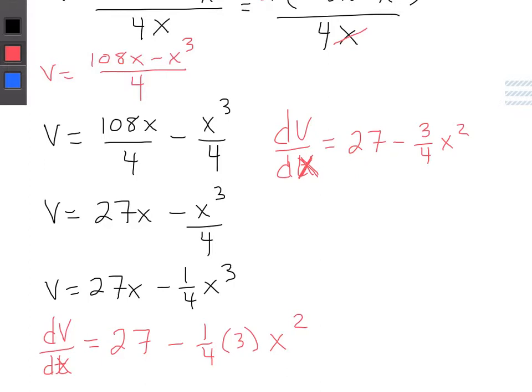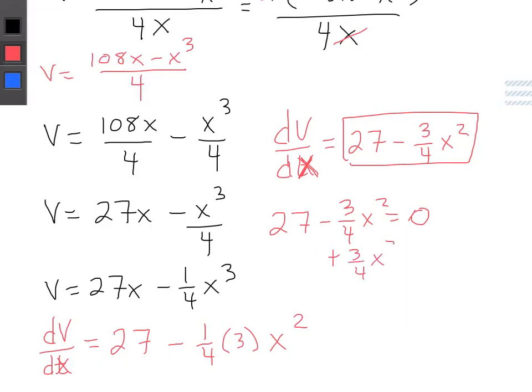And now since we're maximizing that, I need to find my critical numbers, don't I? Yes. Make it equal to 0. So I'm going to take my derivative right here, and I'm going to set it equal to 0. 27 minus 3/4 x squared equals 0. And the reason I'm setting it equal to 0 is I want to know where the slope of the tangent line equals 0. And so I'm going to add 3/4 x squared on both sides. And so you have 27 equals 3/4 x squared, which then I'll divide by 3/4 on both sides.